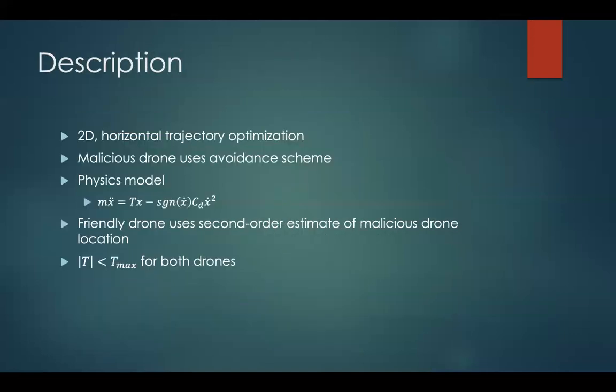For our model, we decided to stick to two dimensions, two horizontal dimensions, so we're ignoring gravity for simplicity. And we allowed the malicious drone to use an avoidance scheme. The avoidance scheme that it uses is accelerating in the direction away from the friendly drone if the friendly drone is close enough. And that distance was also a tolerance we could vary for our simulations.